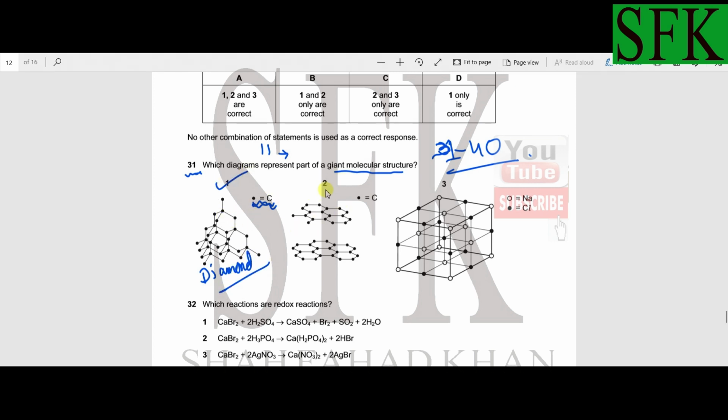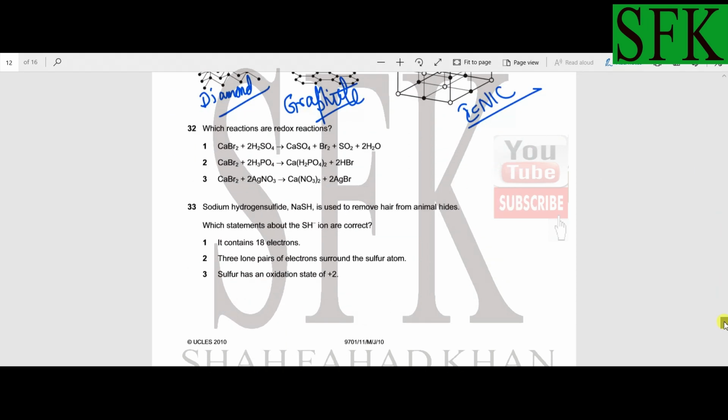Then what about number two? We can see the hexagonal rings, and this is again an allotrope of carbon. This is a structure of graphite, and this is also a giant molecular structure. One and two are correct. What about the third one? This is actually a giant ionic structure. This is not a molecular structure. This is an ionic structure. Three is not correct. So one and two only. One and two means B. 31 is B.